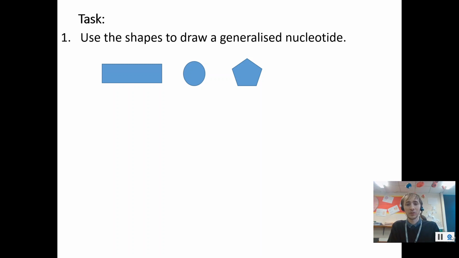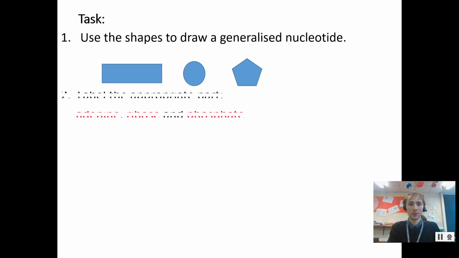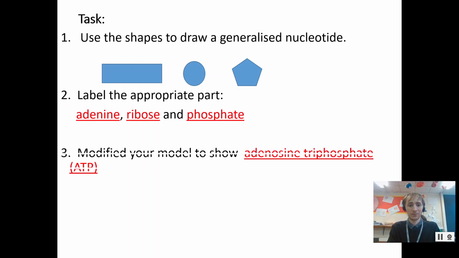So that was just under a minute, but hopefully you've had the time to do it. Now, what you should have drawn is something that has a circle attached directly to the pentagon. The circle should be a base.